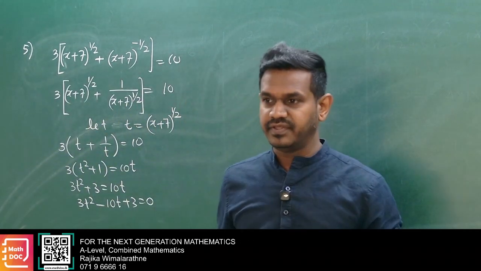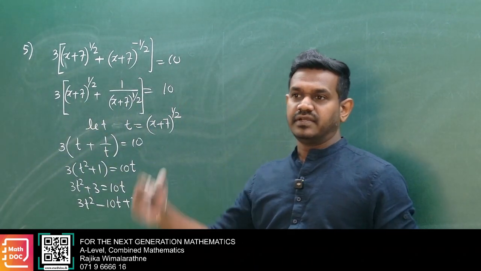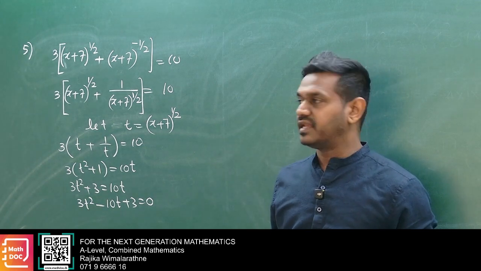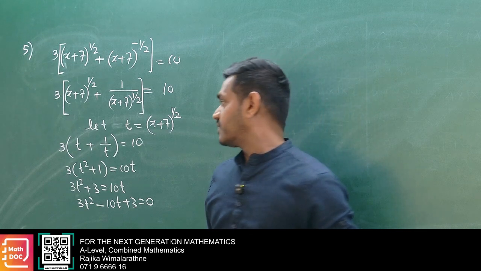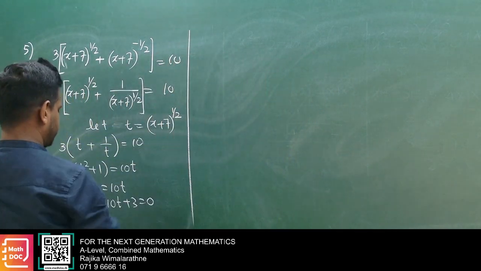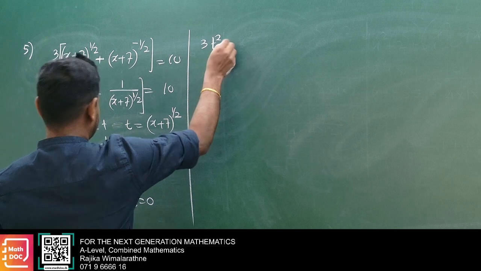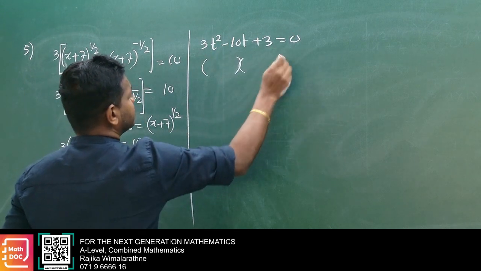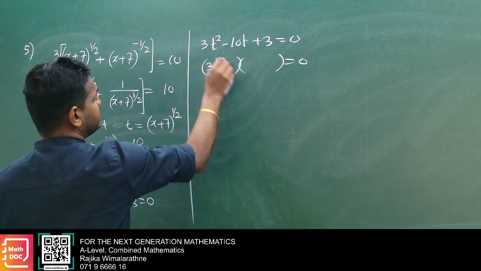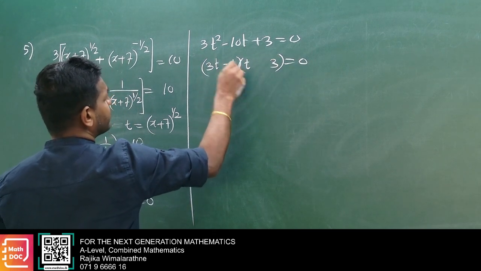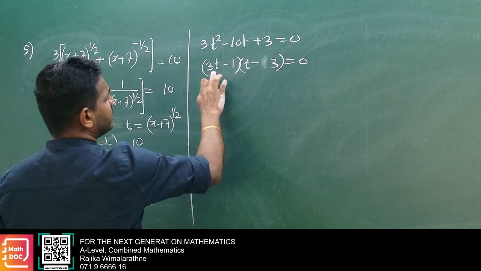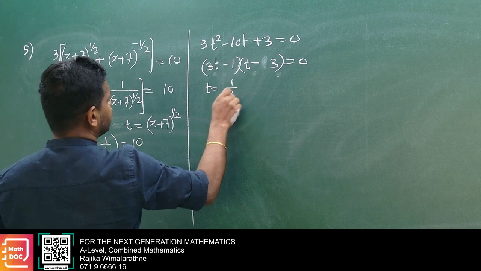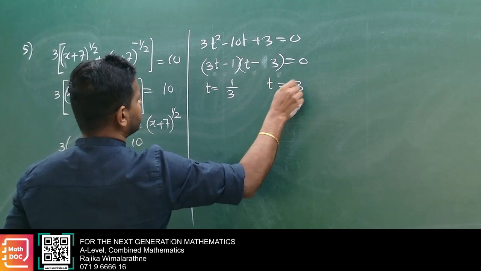Practice it without an error. Don't miss steps. Step by step you write all. Then later we can reduce steps. Then proceed. 3t square minus 10t plus 3 equals 0. So we did the factorization technique to factorize these types of things. Here 9, 10. T equal 1/3, t equal 3.